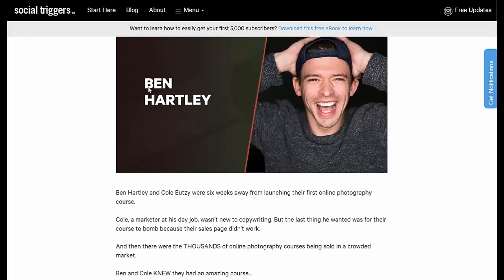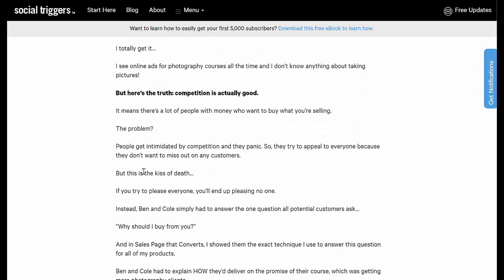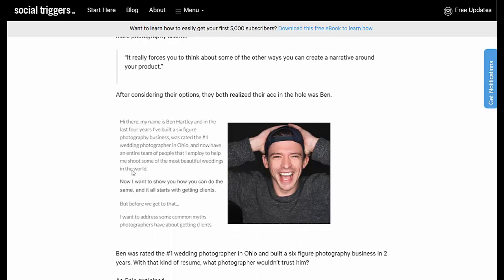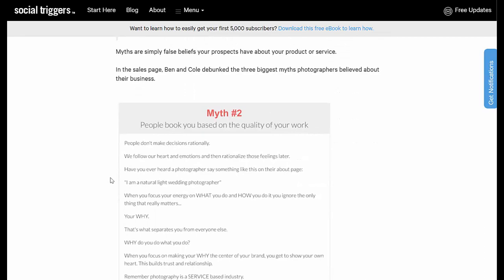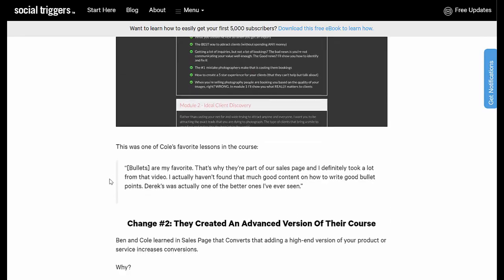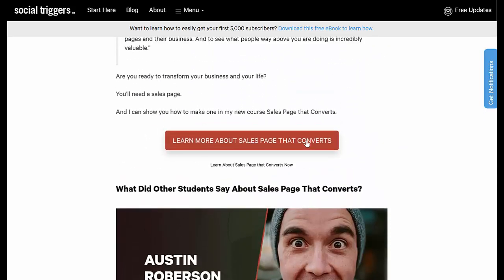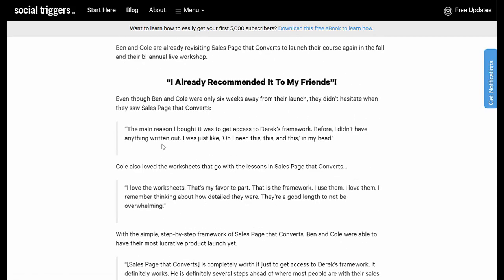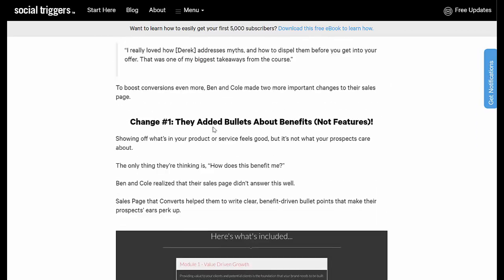And then as you go through, he's telling a story, so he's using the pathos version, and he's quoting sources as well, so he's got the ethos. And then if we get down here towards the bottom, he starts talking about the solution. Learn more about Sales Page That Converts, which is his course. So the whole thing ends up going into, part of the reason why they made so much money was they had a sales page that converts. Why don't you buy my course called Sales Page That Converts? Great advertorial here.